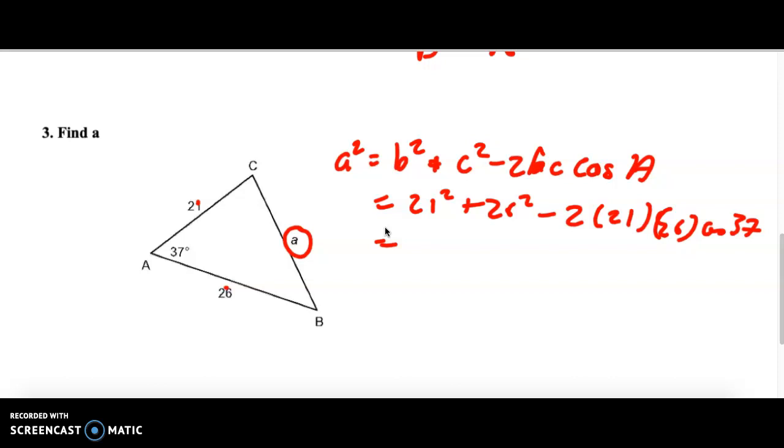me do that again, 21 squared plus 26 squared minus 2 times 21 times 26 times 37 cos equals 244. So that's 244, and that's what a squared is. So then take the square root of that. A is the square root of 244. That looks like a 9, but it's not. It's square root. So you can do all this in your calculator, and you get 15.6, 15.7 area is your answer.